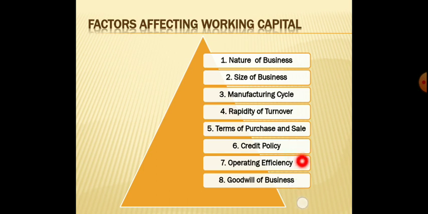The next point is number 7, operating efficiency. Now, when you are utilizing your resources in a proper way, it will reduce your cost and improve your profitability. As a result, your working capital requirement will be less. Also, if your profit margin is high and you are having regular sales, this will also reduce the working capital requirement in your business.